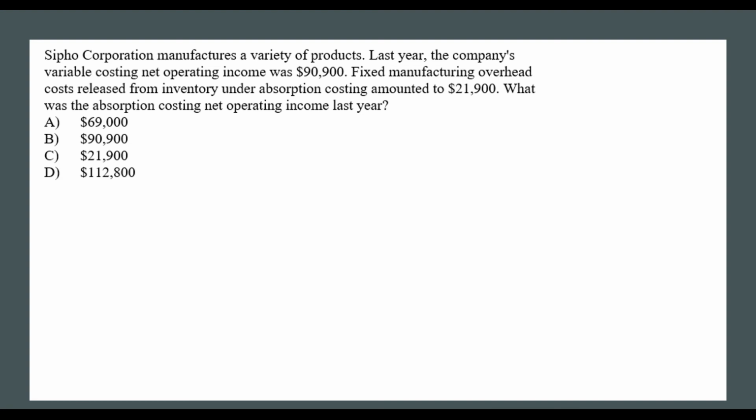CFO Corporation manufactures a variety of products. Last year, the company's variable costing net operating income was 90,900. Your fixed manufacturing overhead cost released from inventory under absorption costing amounted to 21,900. What was the absorption costing net operating income last year? Is it letter A, 69,000? Is it letter B, 90,900? Is it letter C, 21,900? Or is it letter D, 112,800? So I'll give you another 10 minutes to solve this problem.